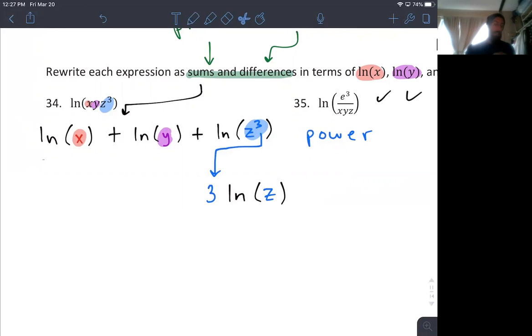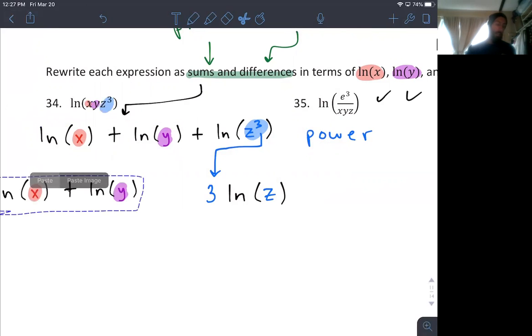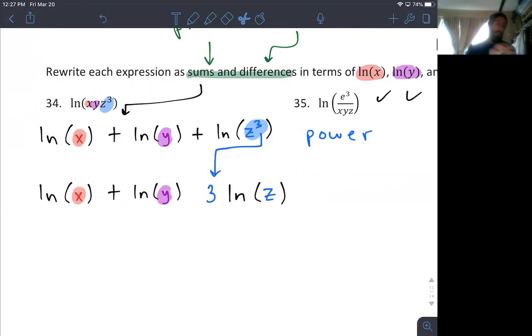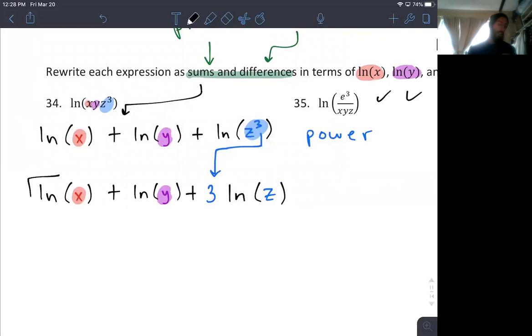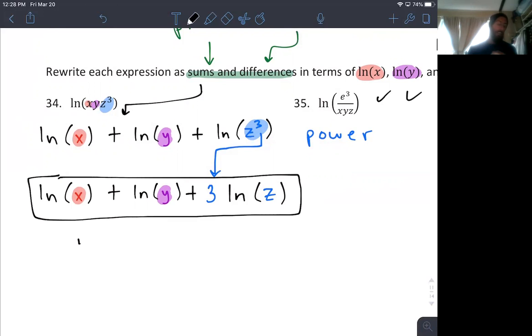Now, ln of x and ln of y didn't have this issue, so all I'm going to do is copy and paste, bringing them on down. And sure enough, now we have succeeded in rewriting this original expression, ln of x times y times z to the third, in terms of only ln of x, ln of y, and ln of z, as follows: ln of x plus ln of y plus 3 times ln of z.